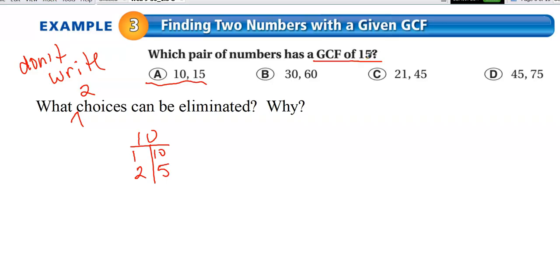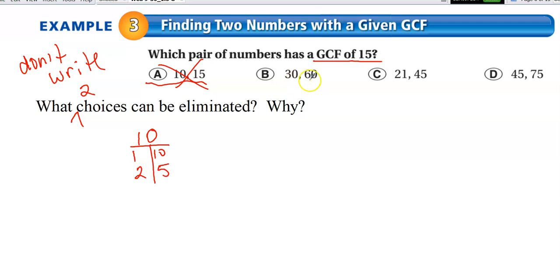That's like saying, is 10 divisible by 15? Well, yes it is, but it's not whole number divisible, right? You can divide 10 by 15, but it's not a whole number. So this one I'm totally eliminating because when I'm looking at a greatest common factor, it can't be bigger than the number itself.